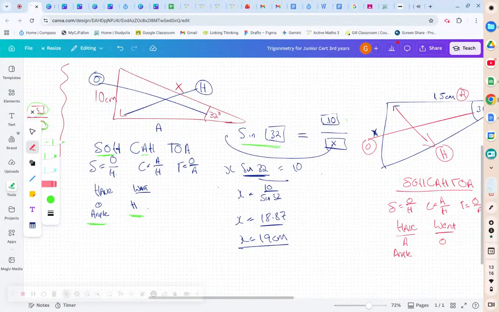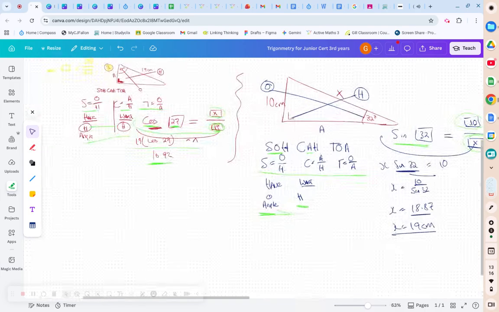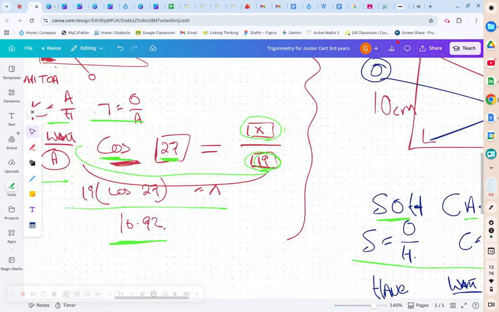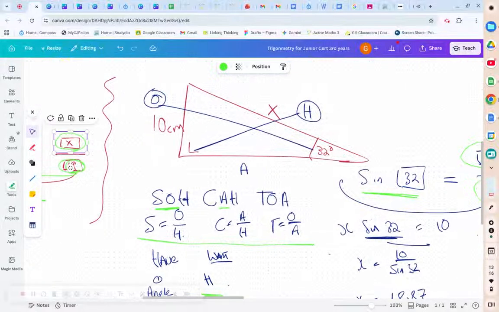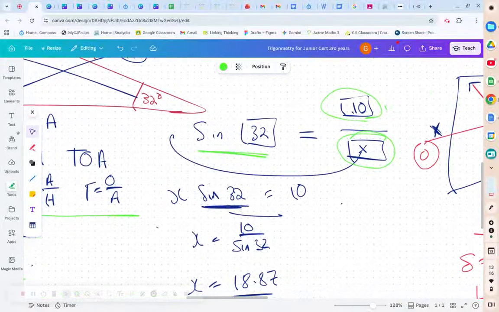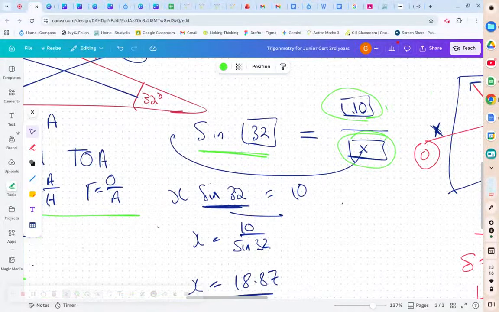But in this question, when we got to the point where we name the sides, write out the three rules, and have what we want, we got sine 32, the opposite is 10, and the hypotenuse is x. So look where the x is now. It's underneath the line, whereas yesterday the x was on top of the line. So that causes problems. So there's two moves to finish it out.